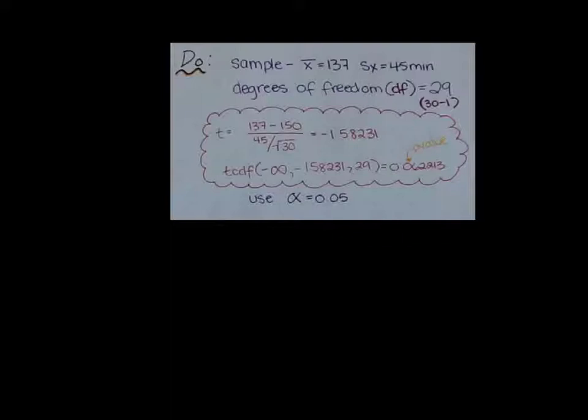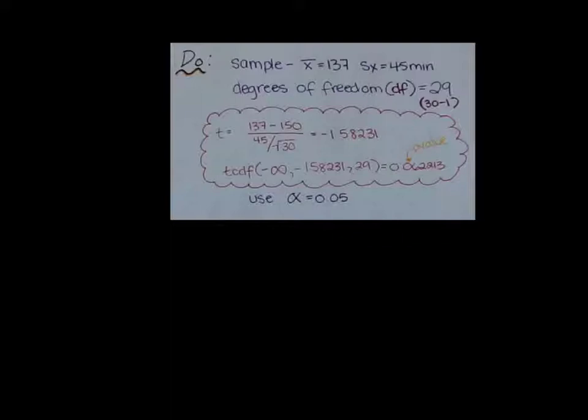To do this problem, you have to find t. So you take 137 minus 150, divided by the standard deviation, 45, divided by the square root of your sample size, which is 30. Doing this on your calculator, you get negative 1.58231.